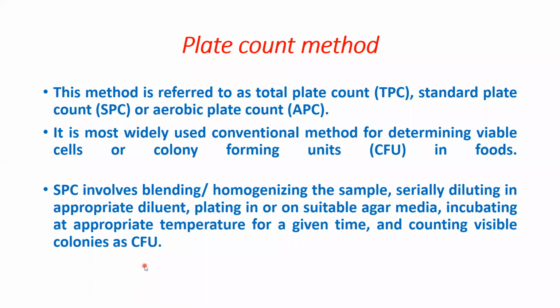Now coming to the plate count method. This method is referred to as the total plate count, standard plate count or aerobic plate count. Plate count methods we can call total plate count, standard plate count or aerobic plate count. And it is the most widely used conventional method for determining viable cells or colony forming units in food.